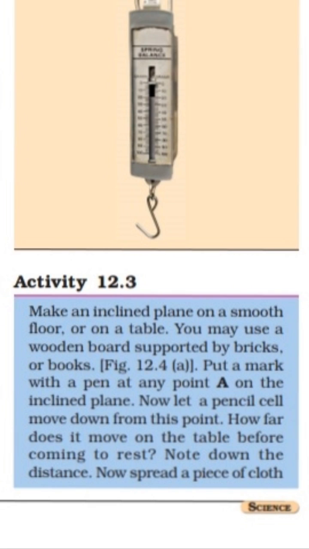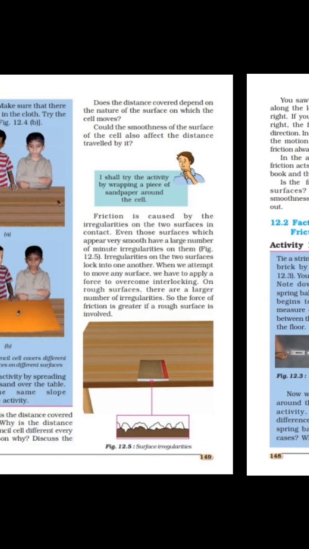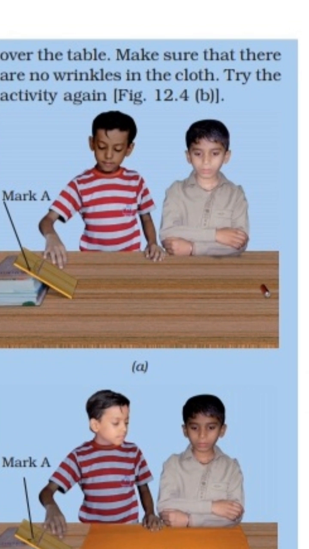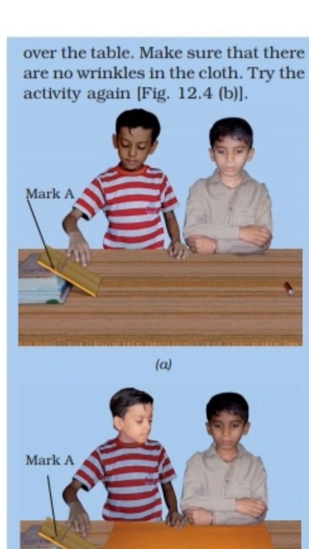Afterwards, for the second activity, we have to spread a piece of cloth over the table, make sure that there are no wrinkles on the cloth, and try the activity again.